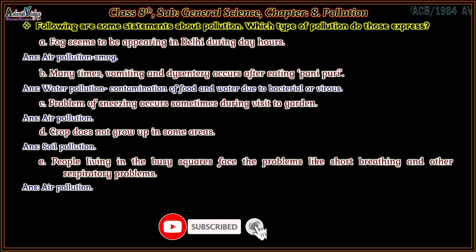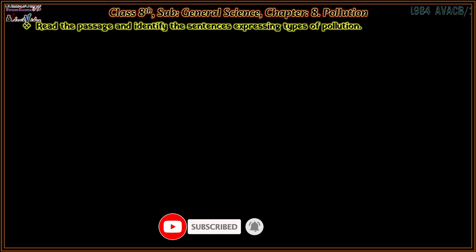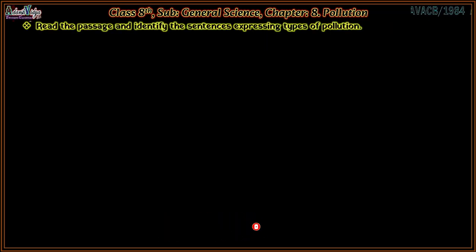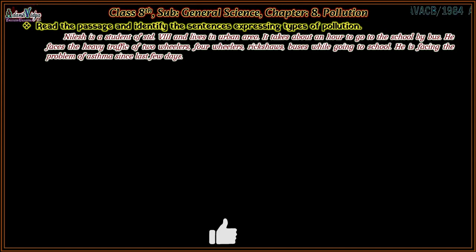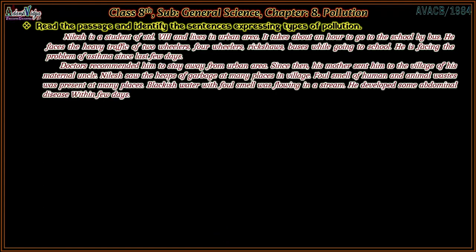Question 2. Read the passage and identify the sentences expressing types of pollution. Passage: Nilesh is a student of STD 8 and lives in an urban area. It takes about an hour to go to school by bus. He faces heavy traffic of two-wheelers, four-wheelers, rickshaws, and buses while going to school. He is facing the problem of asthma since the last few days. Doctors recommended him to stay away from the urban area. Since then, his mother sent him to the village of his maternal uncle.